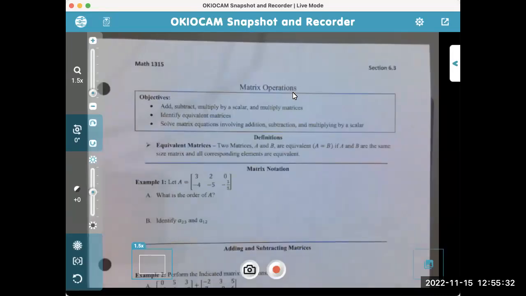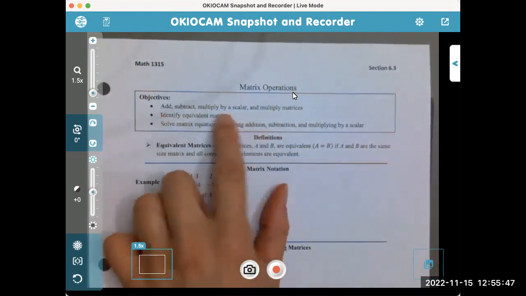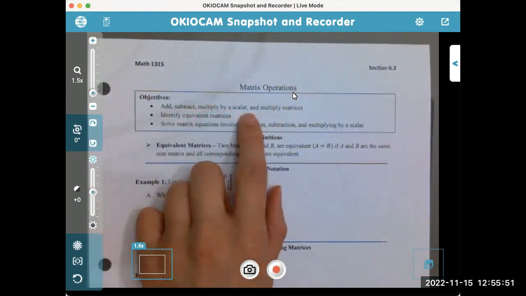Hello. Okay, so as promised, section 6.3. Hopefully this isn't too long. We got 3 pages to get through. Matrix operations. The beginning, I think you'll feel okay: the add, subtract, multiply by a scalar. I think you'll agree, pretty easy, pretty intuitive.